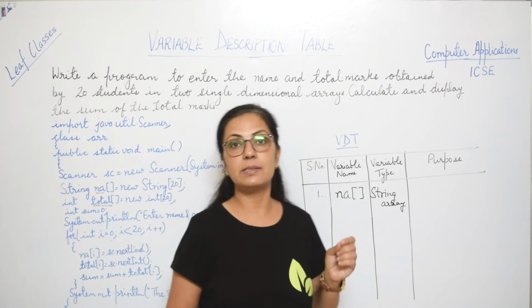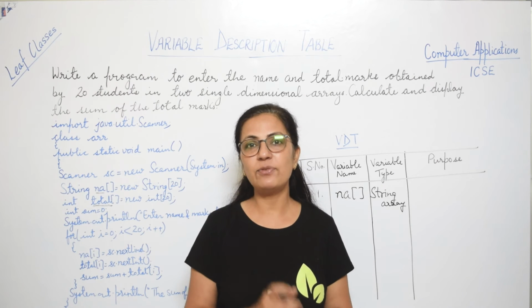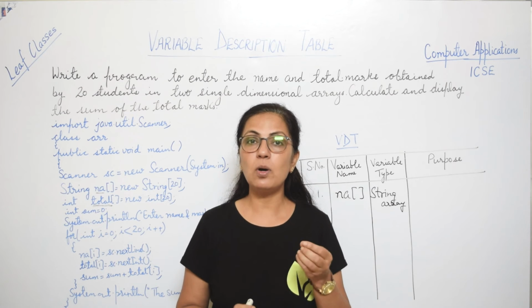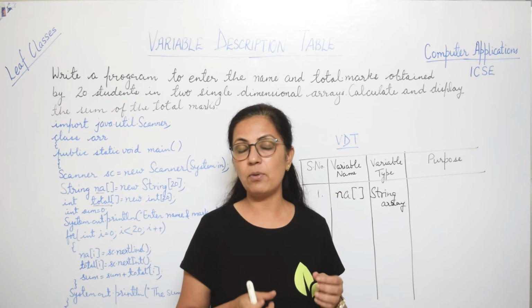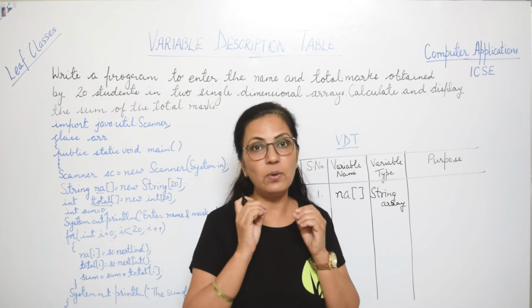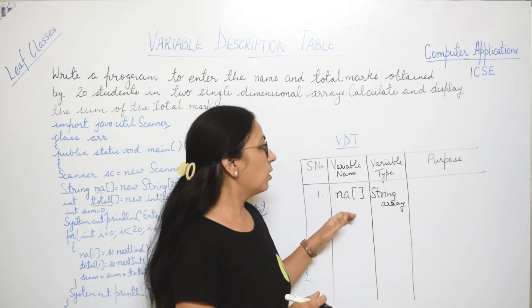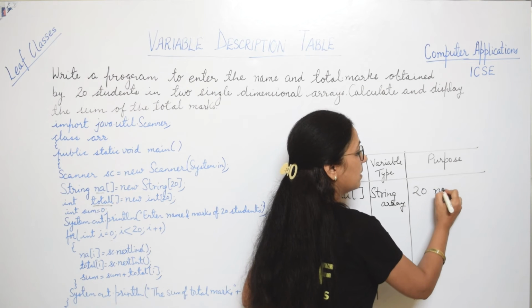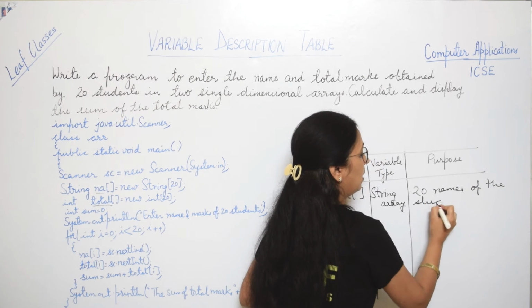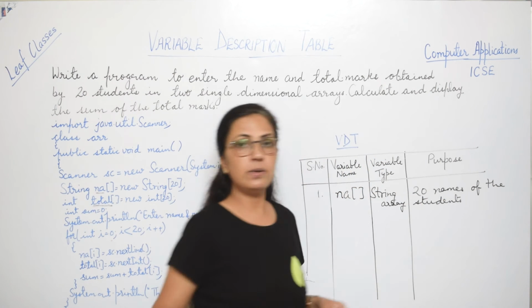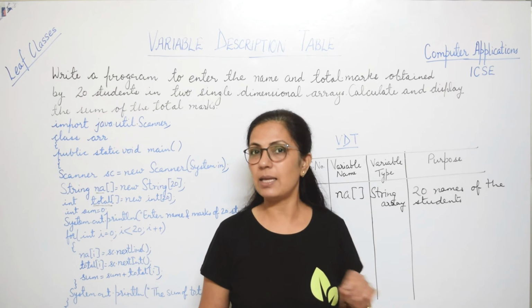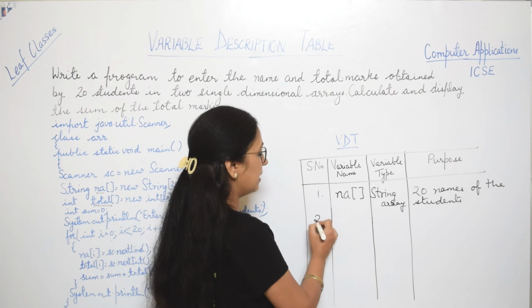Now what is the purpose? In the variable description table video also I have told you that there is no hard and fast rule for writing the purpose. What is your purpose for using that variable in the program? You can just simply write in your language in simple English. You don't have to follow any syntax for writing that, okay? So here 20 names of the student, or the names entered by the user, or 20 names to be stored in array, anything you can write, okay?